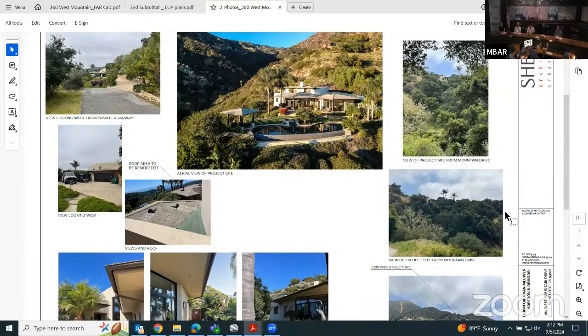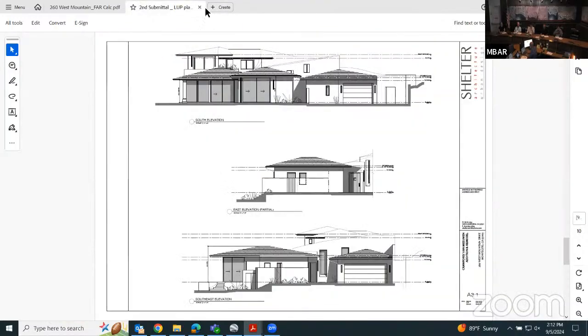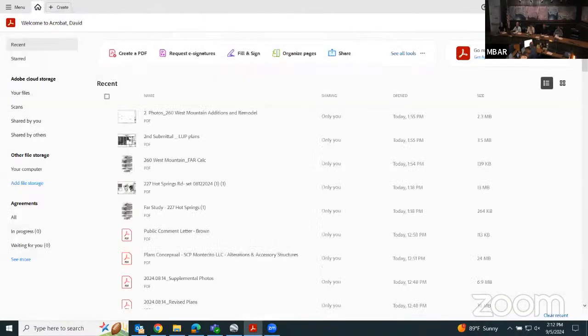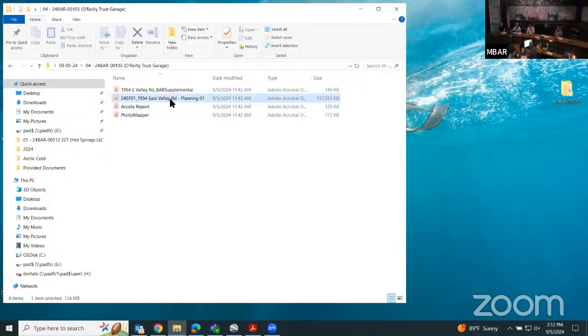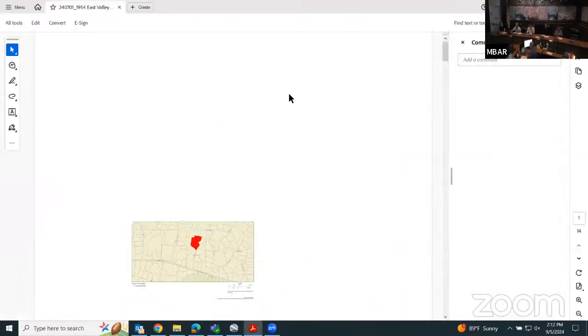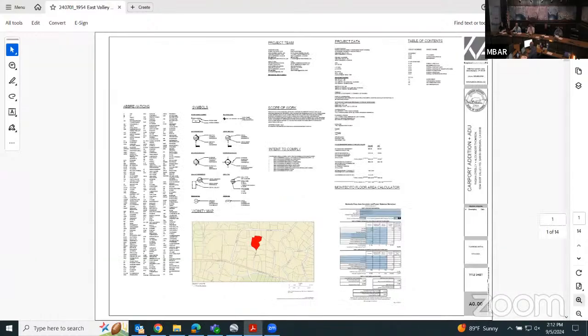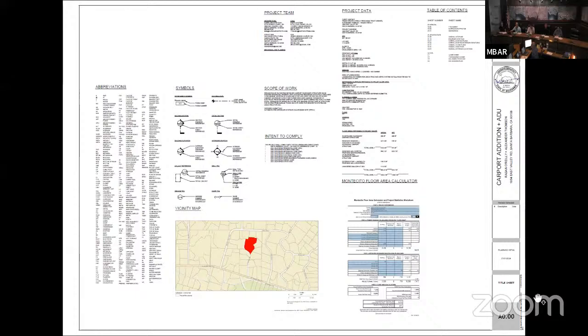Thank you very much. Moving on to item number 4, O'Reilly Trust Garage, 1954 East Valley Road. Hello, Bob. Welcome. So this is another new item with a conceptual review for the remodel of the existing accessory building currently used as a carport to a fully enclosed garage with an expanded footprint and increase to 472 square feet. And with an existing house residence of 9,160 square feet.